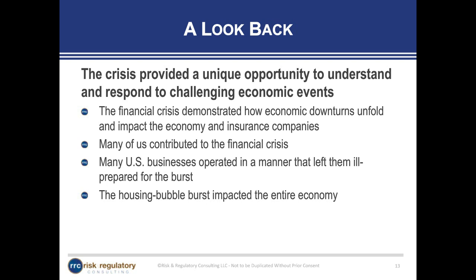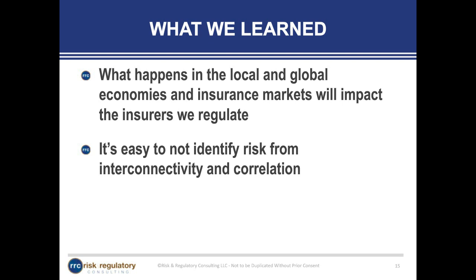They tend to get stressed, and they tend to be the last entity hit and the last entity to emerge from these type of events. Another lesson we learned is that what happens in the local and global economies and the insurance markets will impact the insurers we regulate. And part of that is it's easy not to identify risk from interconnectivity and correlation.